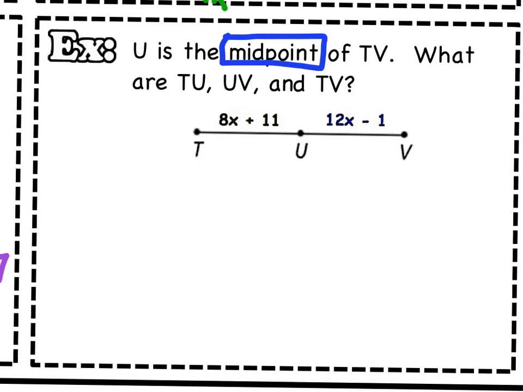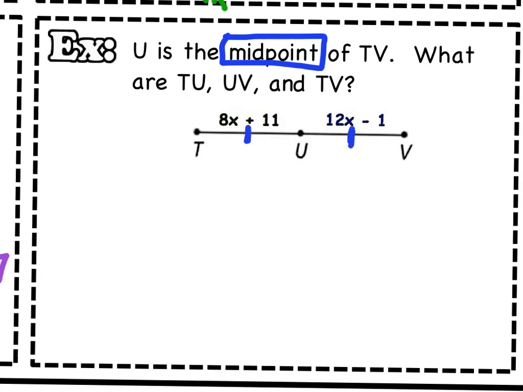What you learned earlier in this module is that a midpoint is directly in the middle of a segment. So a midpoint is going to divide the segment into two congruent pieces. So if this is right in the middle, then TU has to be the same length as UV. So I can mark these two pieces as being congruent to each other.